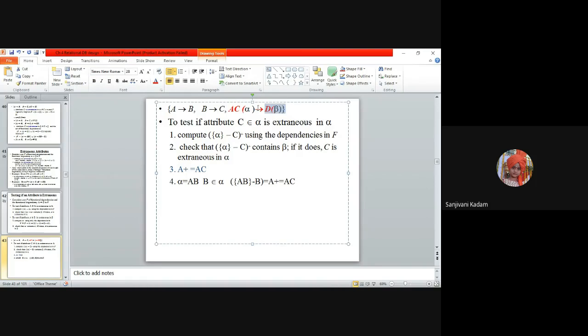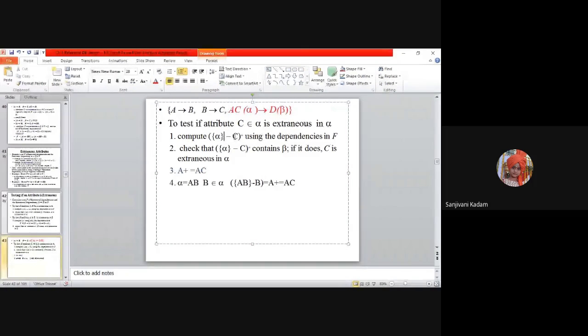Now we wanted to check whether C is extraneous in the alpha. So we will compute the closure of the attribute set. Whatever alpha elements are there, from that we will remove the C attribute and calculate the closure. So here AC minus C will give us only A. From AC, this is my alpha, if I remove C, then only A will be remaining. So we will calculate the alpha plus, that is A plus, the closure of attribute A.